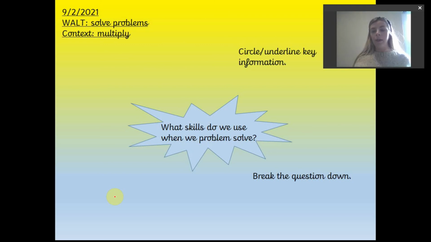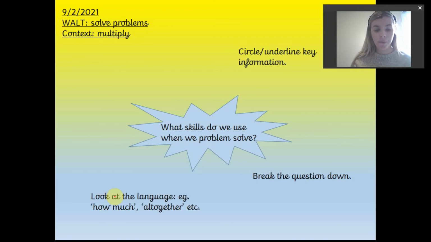Don't read the whole thing really quickly. I always like to read word problems nice and slowly, so I can really start to break down what it is that the question is asking me to do. Now, I always say this, look at the language. If it says how much altogether, that usually links to multiplying and to adding. However, if it says things like how much more or how much less, that usually links to subtracting or dividing or things like that. Okay, so just look at the language.